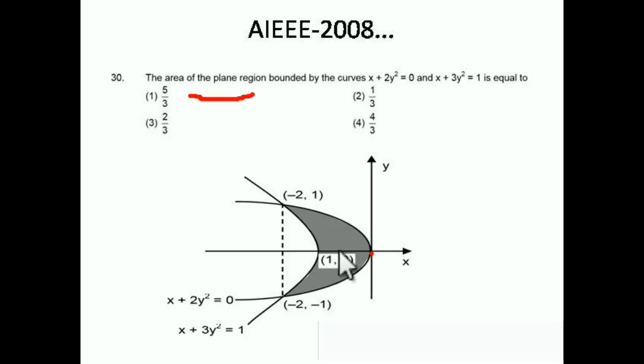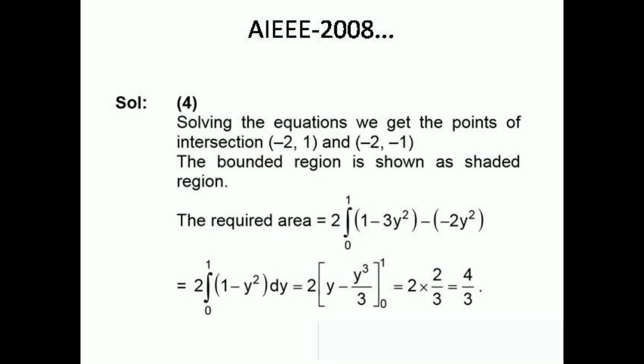Simple. Okay, understand? Upper area, so you have covered this whole area, then lower area, so you have covered this area, and if you subtract both you have this left. Okay, let's do that. Solving the equation we get the points (-2, 1) and (-2, -1). Okay, it's easy, I'm not going to solve that.